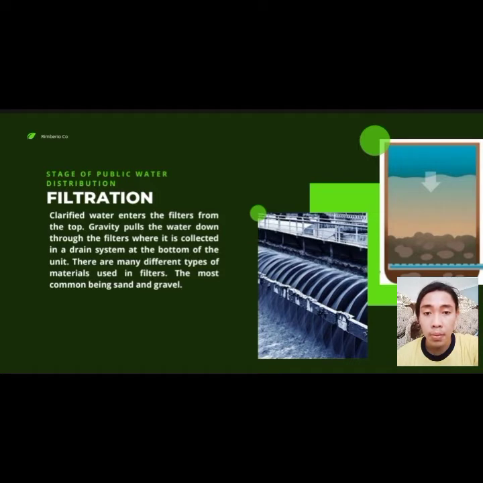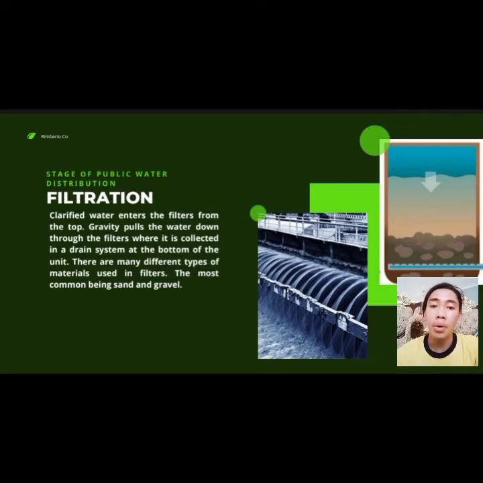Many conventional plants are now using granular activated carbon as the media. It is the choice because it not only provides excellent mechanical filtration of particulate matter.